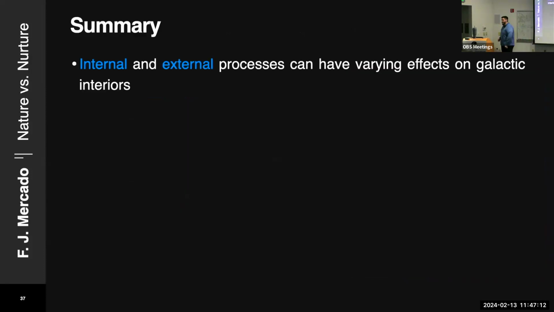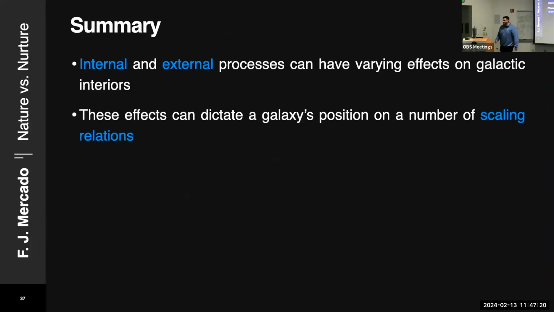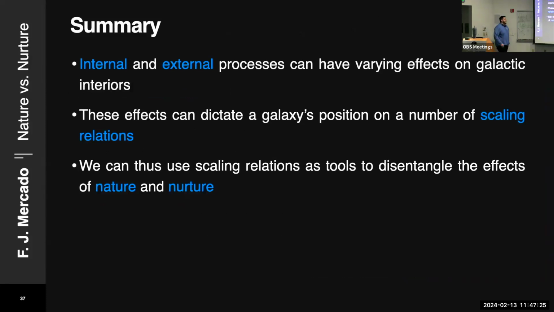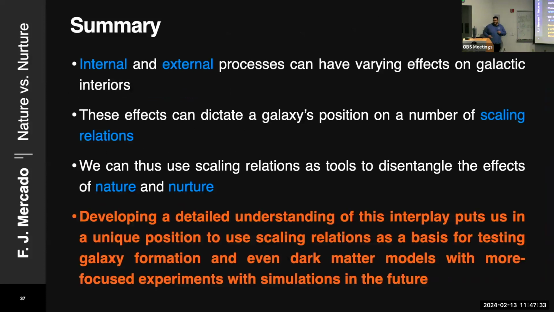So I'm going to go ahead and end with a summary. Internal and external processes can have varying effects on galactic interiors. These effects can dictate a galaxy's position on a number of scaling relations, and we can really use these scaling relations as tools to disentangle the effects of nature and nurture. And developing a detailed understanding of this interplay puts us in a unique position to use these scaling relations as a basis of tests for galaxy formation and for dark matter models, with more focused experiments with simulations in the future.